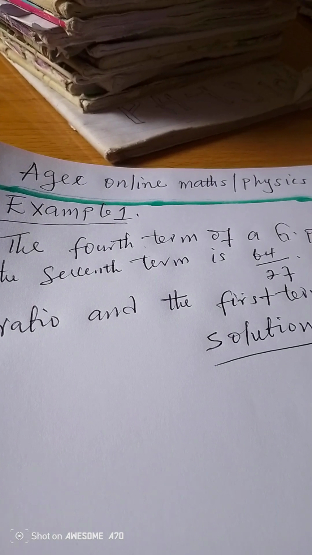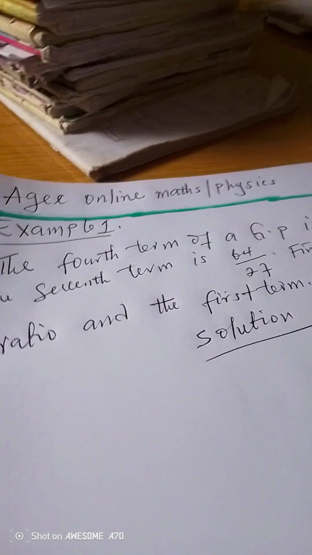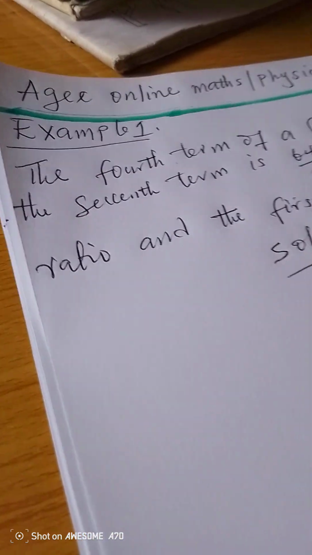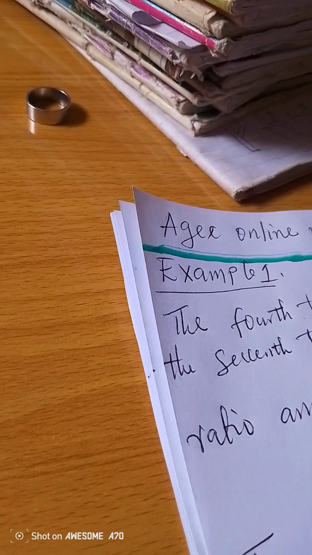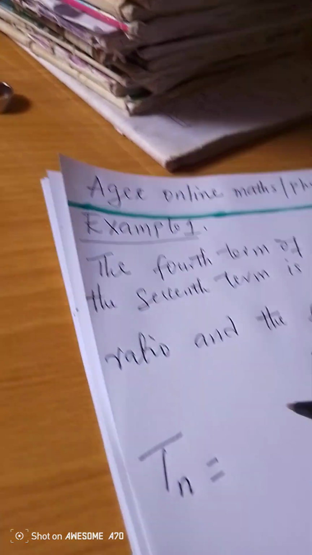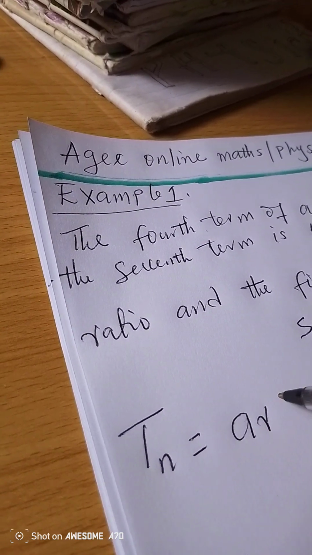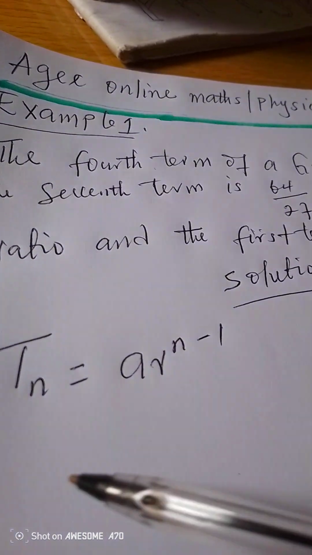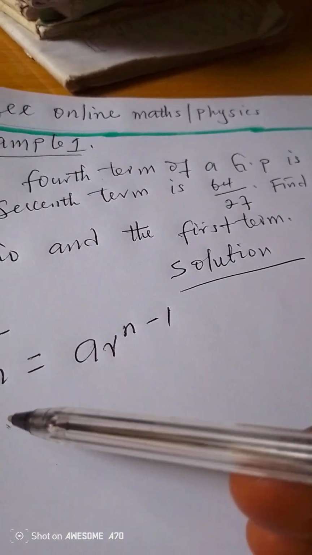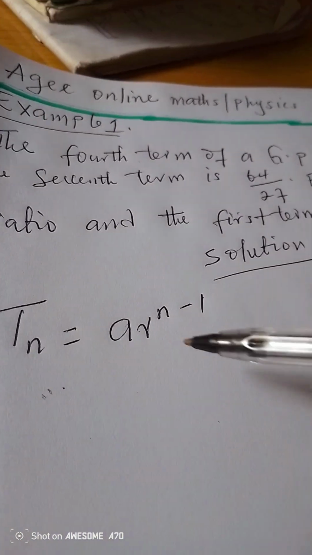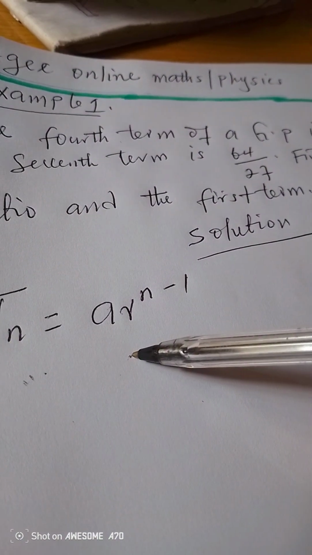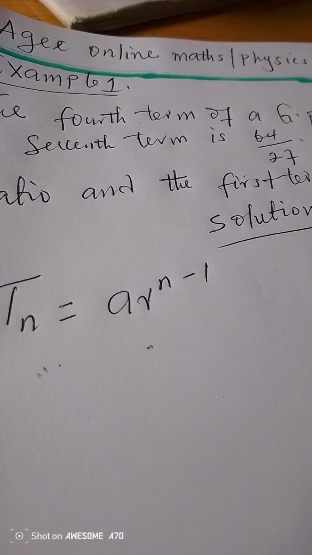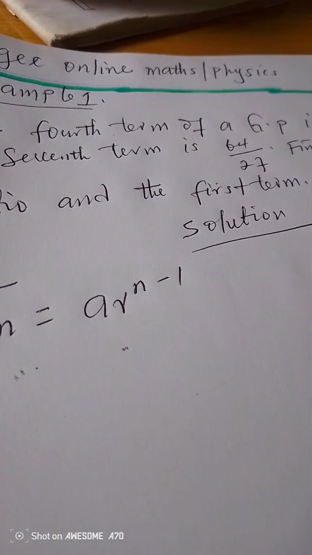So you all know that for a GP, which is the geometrical progression, the formula is given as T of n equals A R raised to power n minus 1, where n stands for the number of terms, A is the first term, and R is the common ratio.